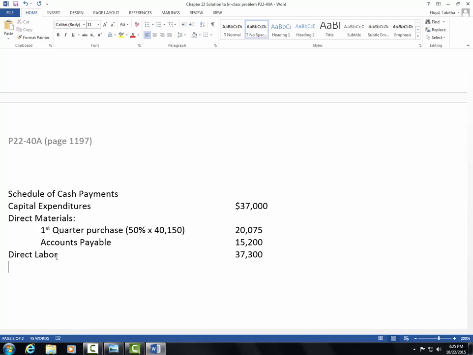$37,300. Manufacturing overhead, and you can list these out individually. Variable, it doesn't tell us exactly what the variable is, but $1,119. And insurance, property taxes, $6,833.